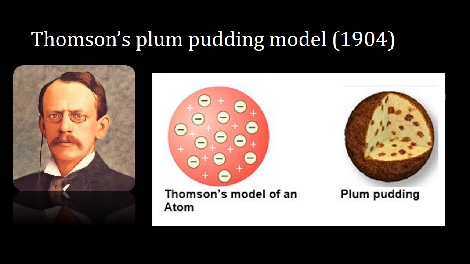In 1904, scientist J.J. Thomson put forth the plum pudding model of the atom. According to this model, positive charge is distributed throughout the atom and negatively charged electrons are embedded in it. The distributed positive charge is balanced by the negative charge on the electrons and therefore the atom becomes neutral.